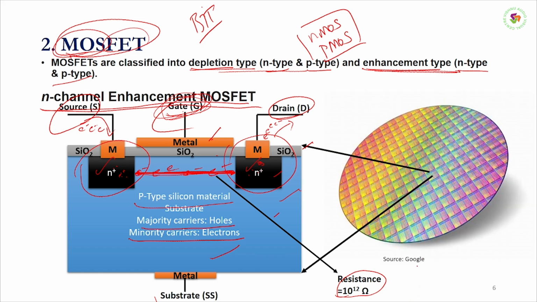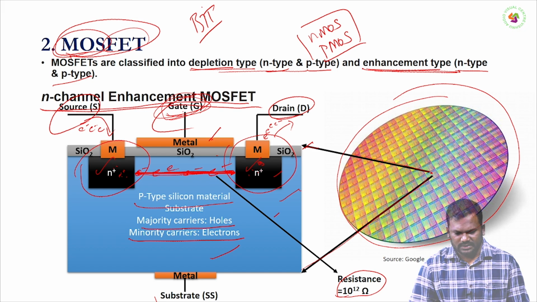This is the silicon wafer where you need to fabricate millions of billions of transistors. If you zoom into it, I have taken only one tiny part, that is this MOSFET, a single MOSFET. So next we will move into the device fabrication.